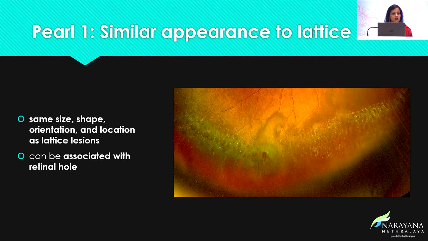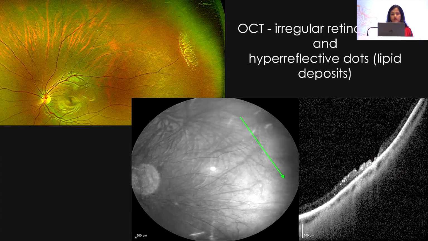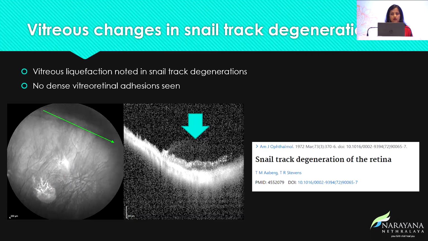So, this is the snail track degeneration. It is very similar in appearance to a lattice. It has the same size, shape, orientation, location, and they can also be associated with retinal holes. So, they are not as innocuous as they look. We've just done OCT across these lesions, and we found them to have irregular retinal surfaces with some hyperreflective dots, which are basically lipids. Next, what is important is that in the vitreous, there is liquefaction that is noted over the snail track degeneration, but you don't see very dense vitreoretinal adhesions in snail track.